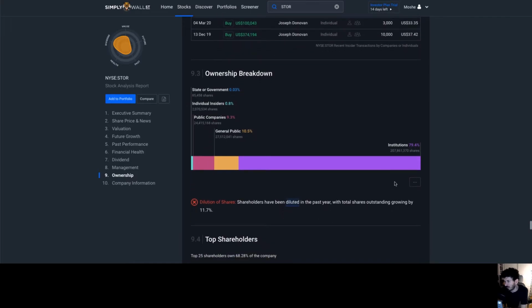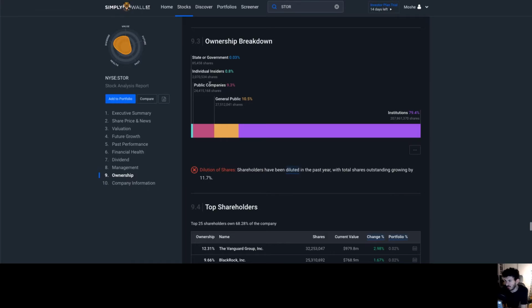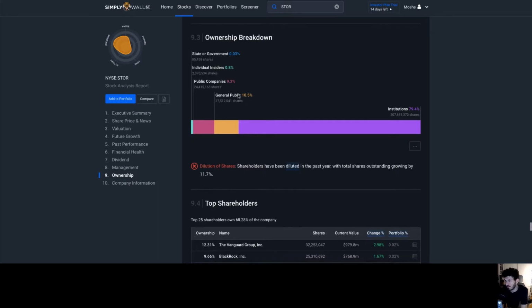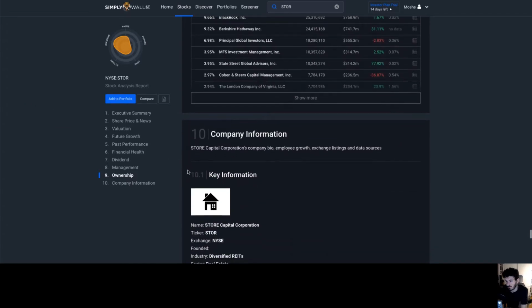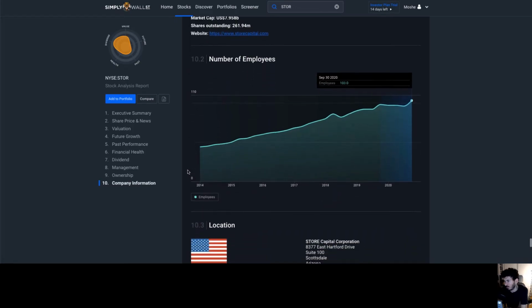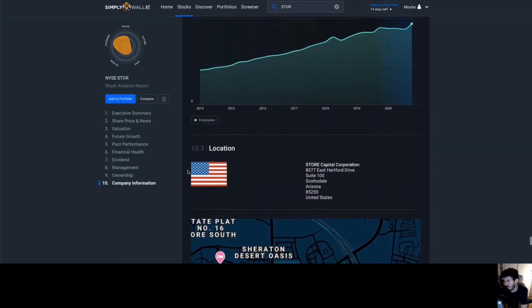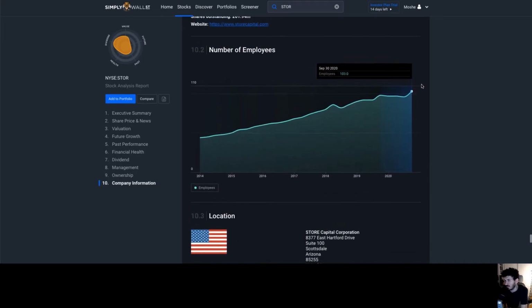And the ownership breakdown, mostly institutional, general public, public companies, individual insiders, state or government. Here are the top shareholders. You can see Vanguard, BlackRock, Warren Buffett's Berkshire Hathaway. And the number of employees. You can see that they've been hiring and increasing the employee count in 2020.